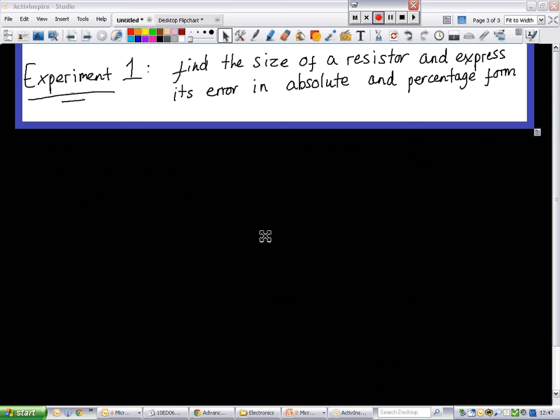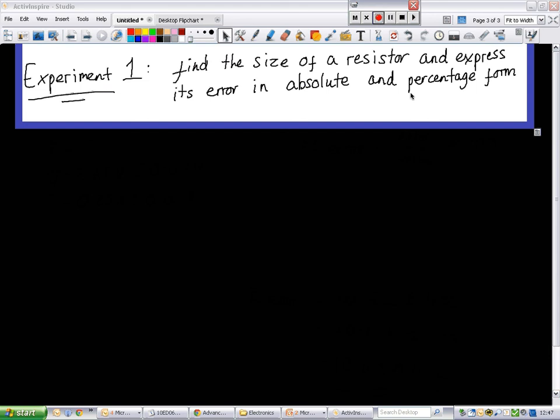But there are situations in physics where you have more than one value, and you've got to take into account the errors that both of those values have and the contribution that they make towards your final answer. And that's when we enter into ideas about absolute and percentage errors.